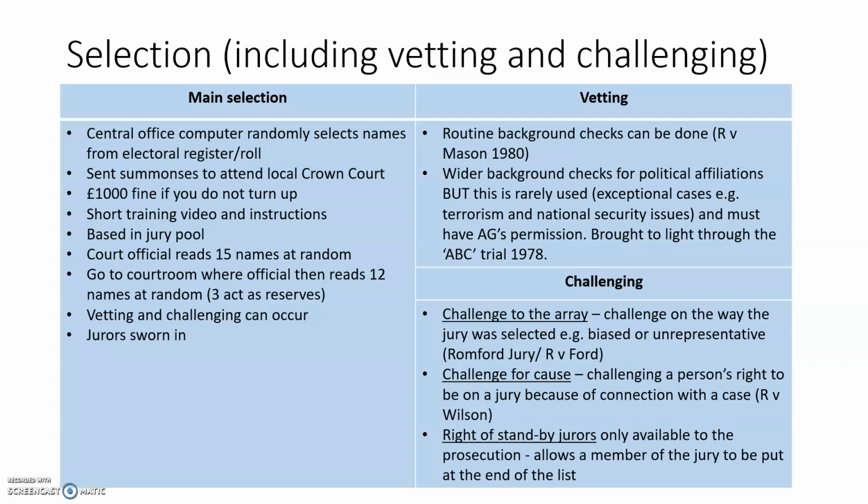If your name's on that list, you go with them to the courtroom where the official will then read 12 names at random, and then 3 of them act as reserves for those juries, and that is when vetting and challenging can occur. Once vetting and challenging has happened and they're settled with their 12 jurors, the jurors are then sworn in.